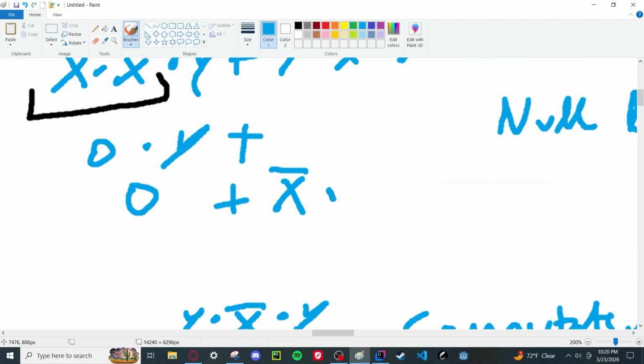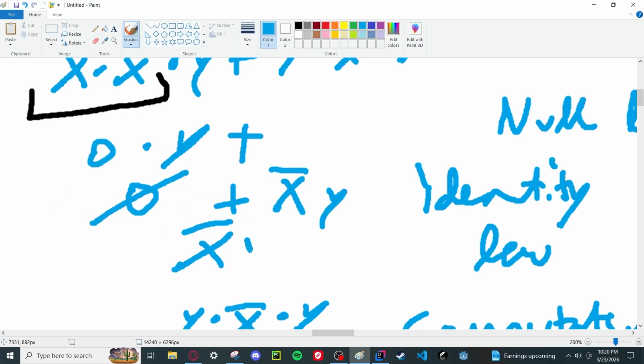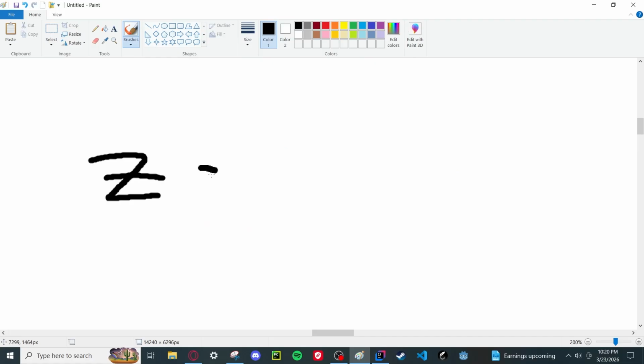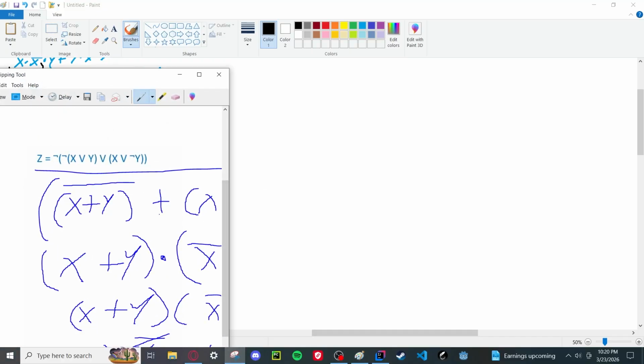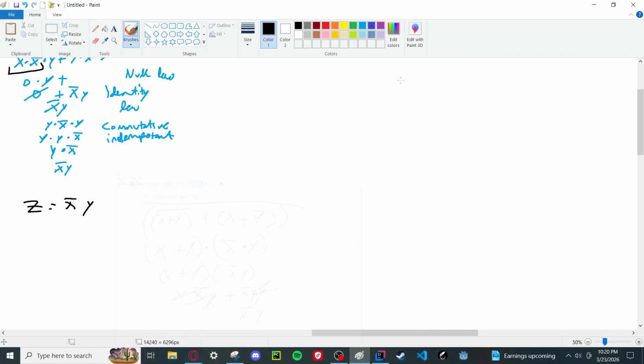Putting that back into our expression, here we can use the identity law to say this 0 pretty much just goes away because we're doing 0 or, so the whole thing is determined based on this x naught y. So our final expression will look like this: Z is equal to x naught y. And that is an example of using Boolean algebra. Let me make sure I got the right answer. Was it x naught y? It was x naught y.